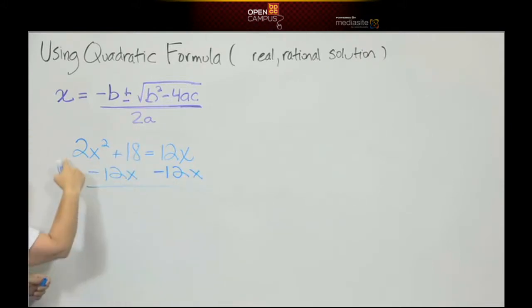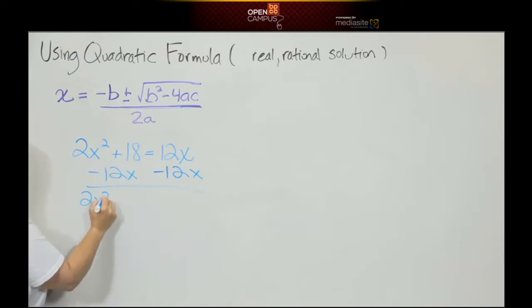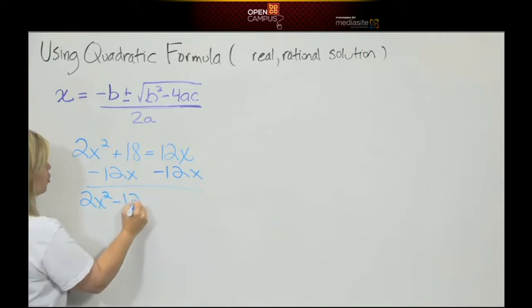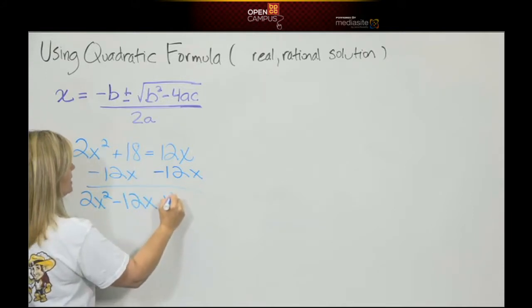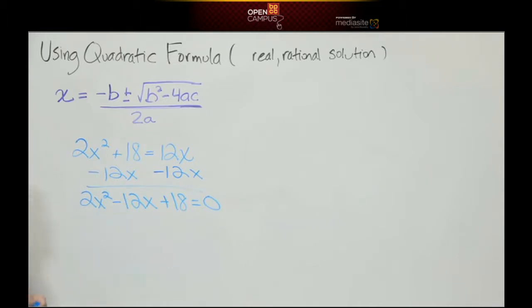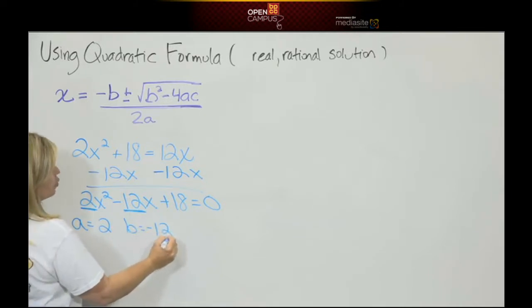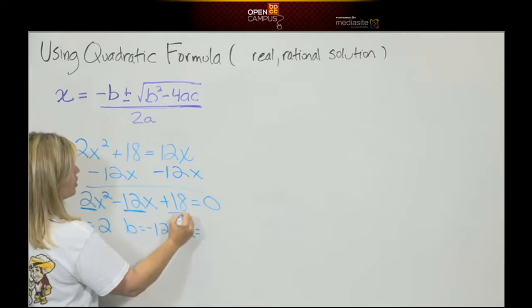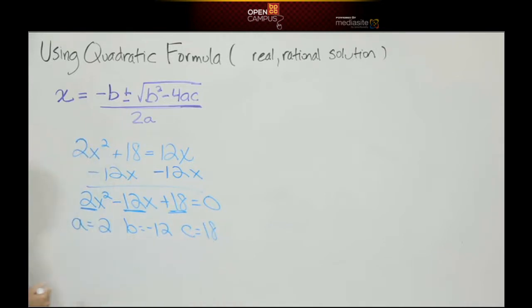Again, we do not have like terms here, so we're going to write them in the correct descending order. 2x squared, then goes the minus 12x, plus 18 equals 0. Now, I make my students list out, what are your values? A is in front of x squared, A is the coefficient 2. B is in front of x, B is the coefficient negative 12. C is your constant, which is 18.